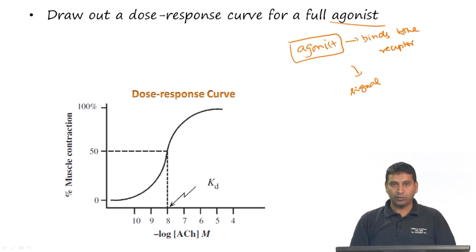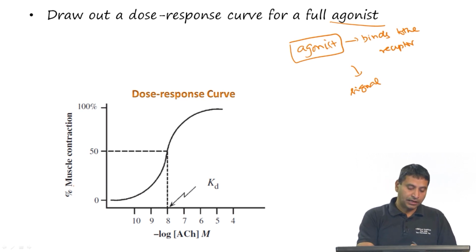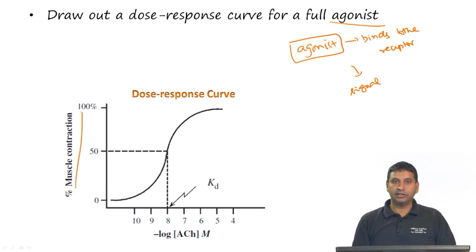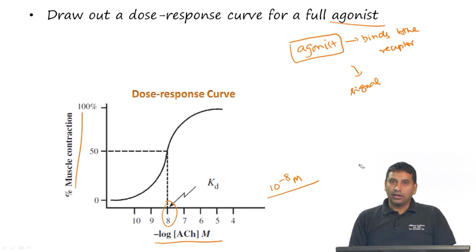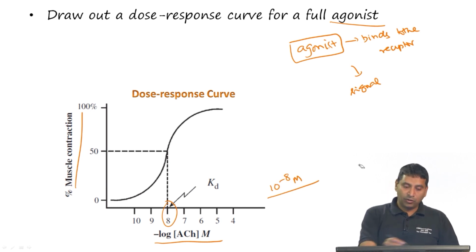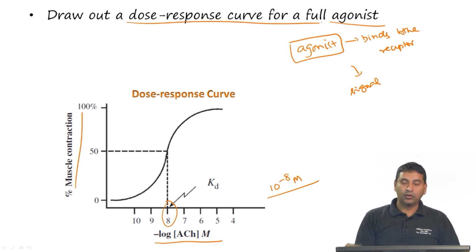So here is a dose response curve for the natural ligand, and what we are looking at on the y axis is the percent muscle contraction, and the x axis is the concentration. So we have already seen this in class, and the dissociation constant Kd is shown here, which is basically 10 power minus 8 molar. Now the question here is, draw out the dose response curve for a full agonist.